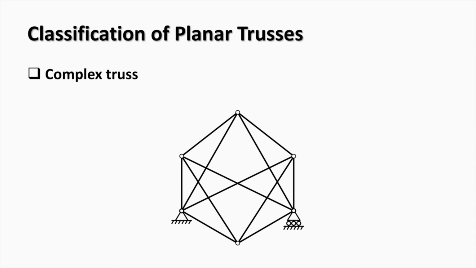Another class of trusses is complex trusses. Here you can see an example of such a truss. This truss cannot be divided into simple trusses as it doesn't contain any individual cells. Note that the bars are not connected at the intersections without joints.